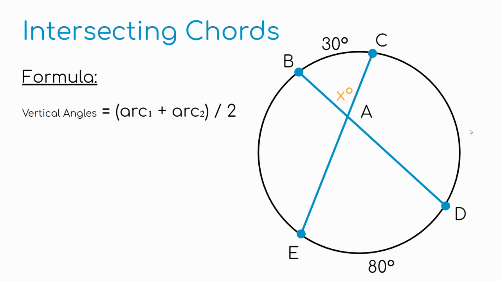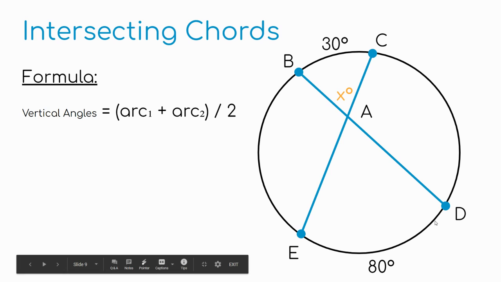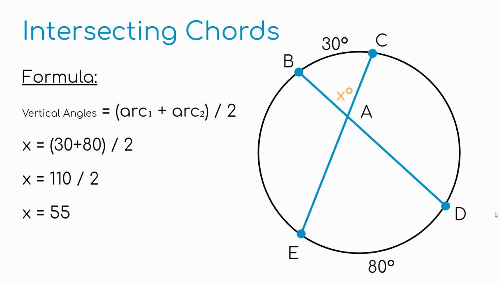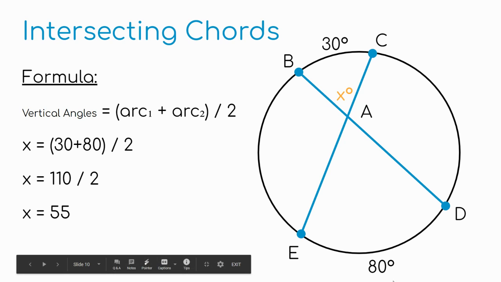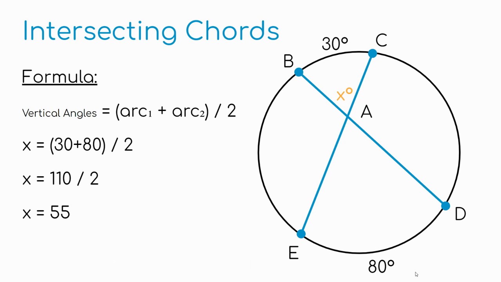All right, so I'm not going to do any more notes for you, so you're going to have to do these on your own. So intersecting chords. Go to your notes, make sure you add your formula. Angle equals arc 1 plus arc 2 divided by 2, which means we add our two arcs. We're going to add 30 plus 80 and divide by 2. So add your two arcs, divide by 2, we get 30 plus 80 is 110, divided by 2 is 55. So make sure you add that example also to your notes.